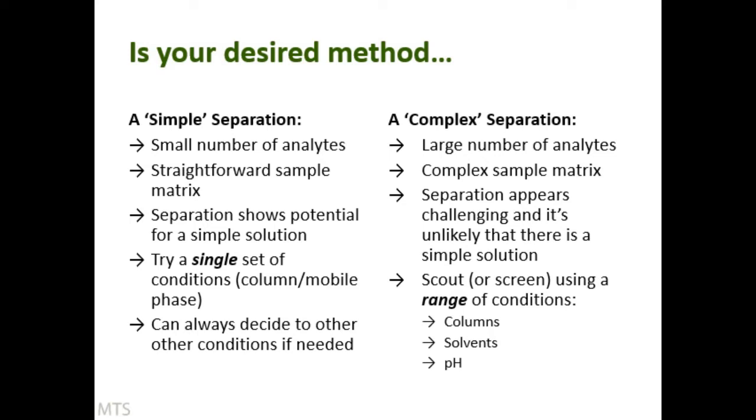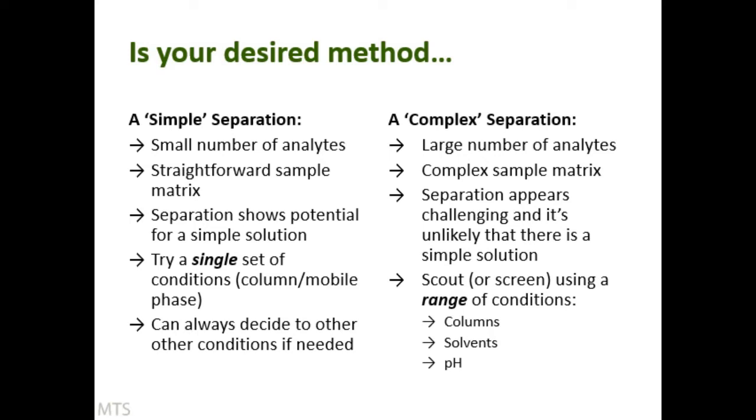So you can see, oh, I have a very small number of analytes. It's in a very straightforward sample matrix. I have good potential here of getting a method really quite quickly. I might just choose a particular column, mobile phase, run it, and expect that it will work first time. If it doesn't, then I might look at some other conditions. Sometimes you look at it and you think, no, that's not going to work.